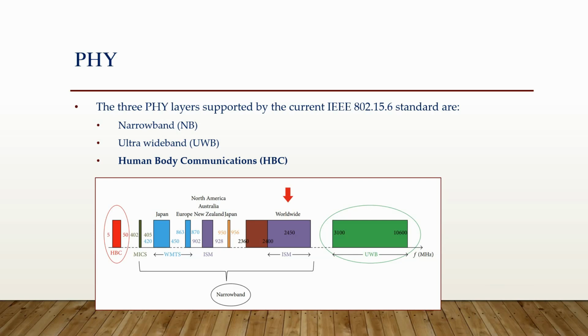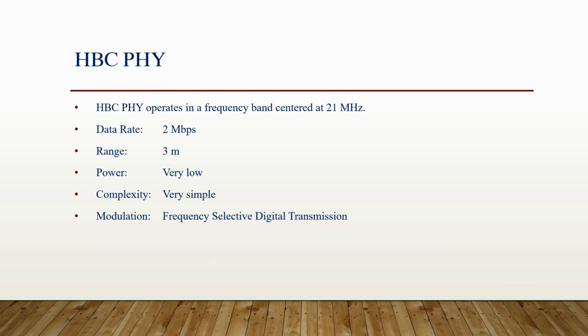In the image below, we can see the operational frequency ranges of each physical layer. As you can see, human body communications operates within the frequency range of 5 to 50 MHz. The human body communication physical layer operates in a frequency band centered at 21 MHz. The data rate is up to 2 megabits per second, range is up to 3 meters, power consumption is very low, circuit complexity is very simple, and the modulation type is frequency selective digital transmission.